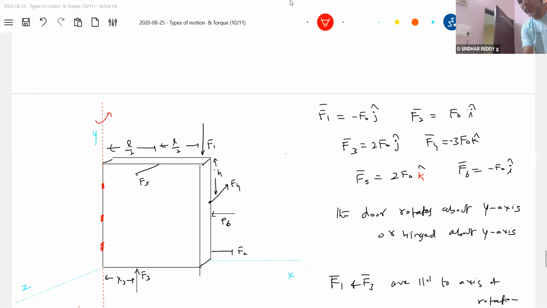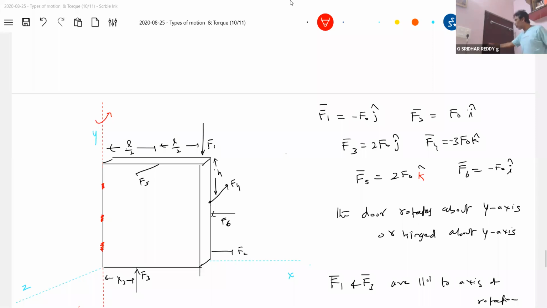One more example, what we discussed. I'm able to close it. Any reason for that? Because the force I applied, this is the distance r and this is the force. Look at this r bar and there is r bar cross f bar. Therefore, the door is getting closed here.